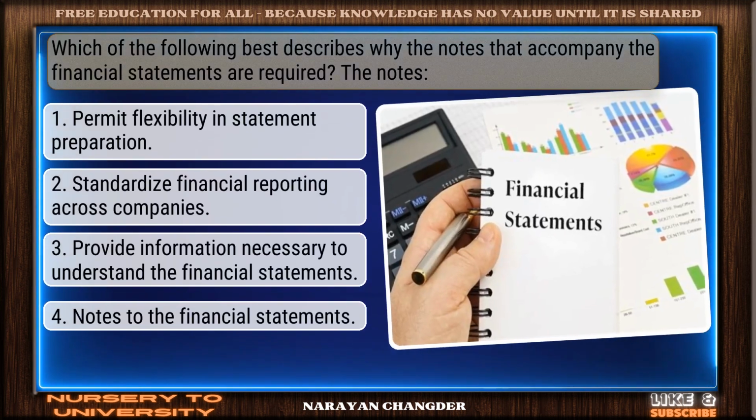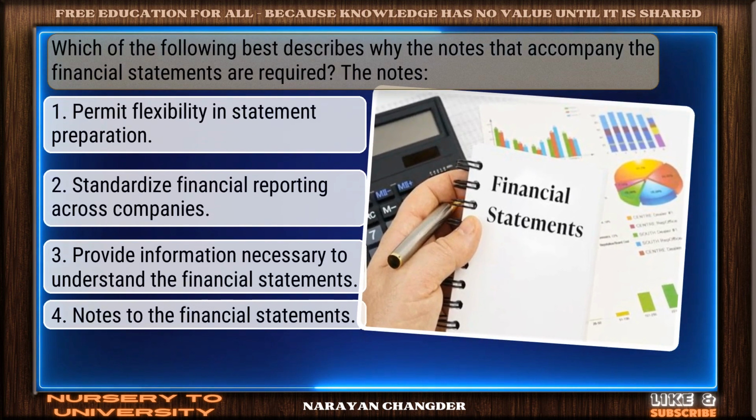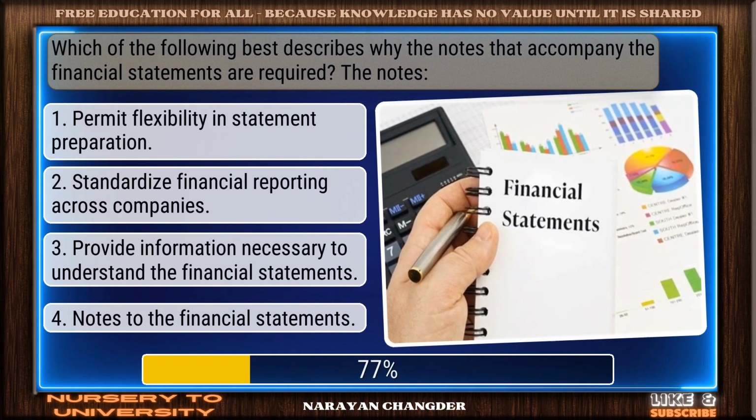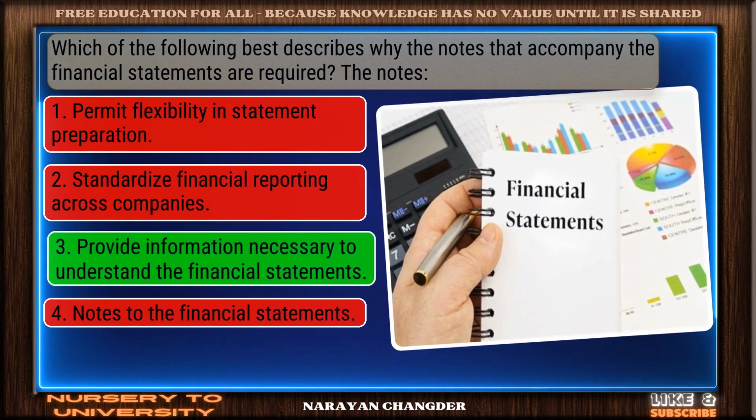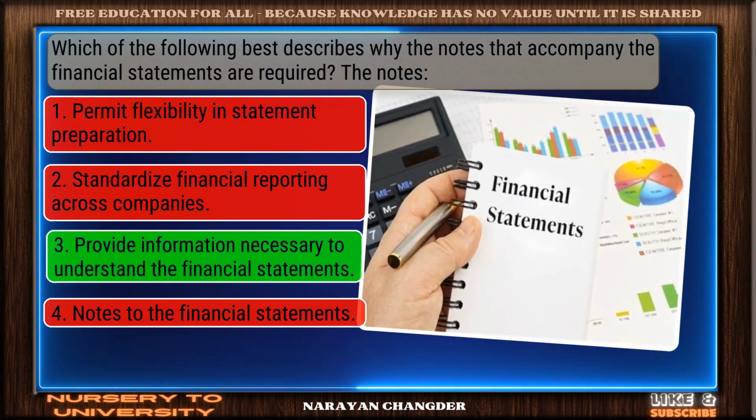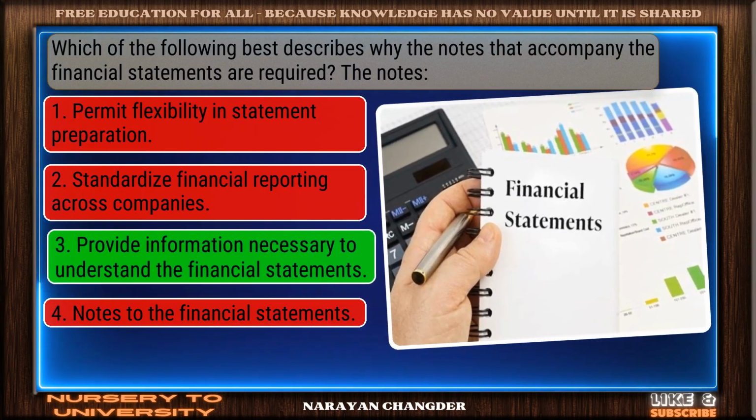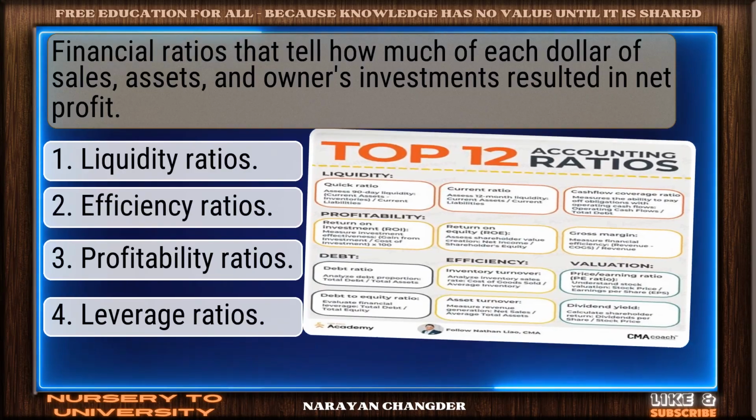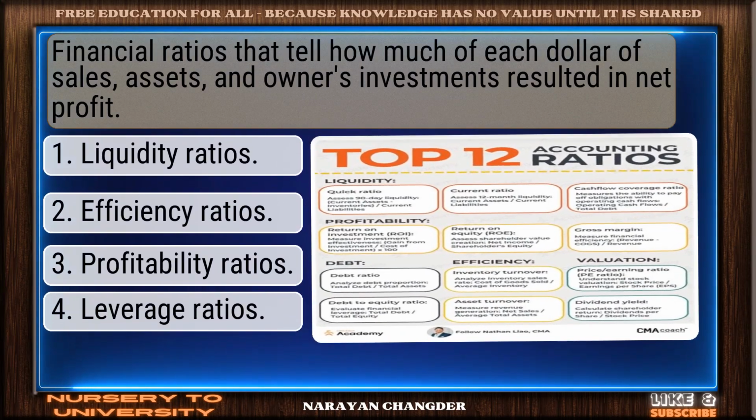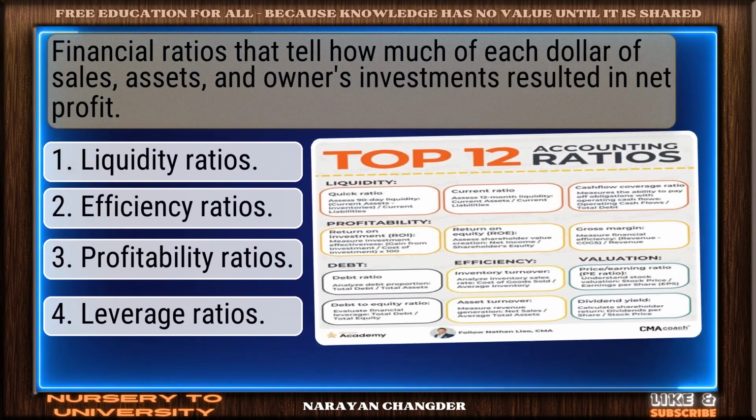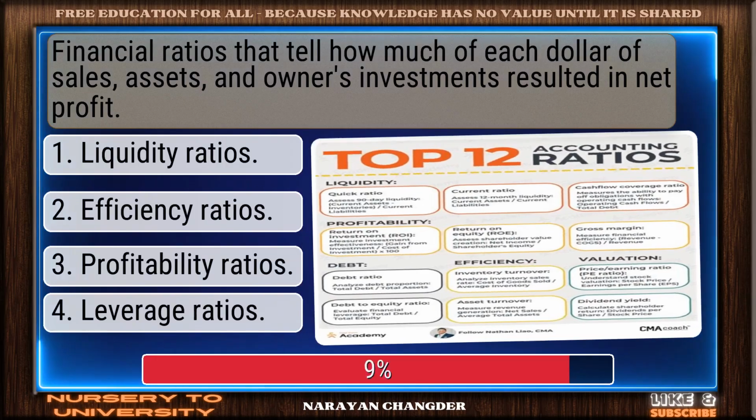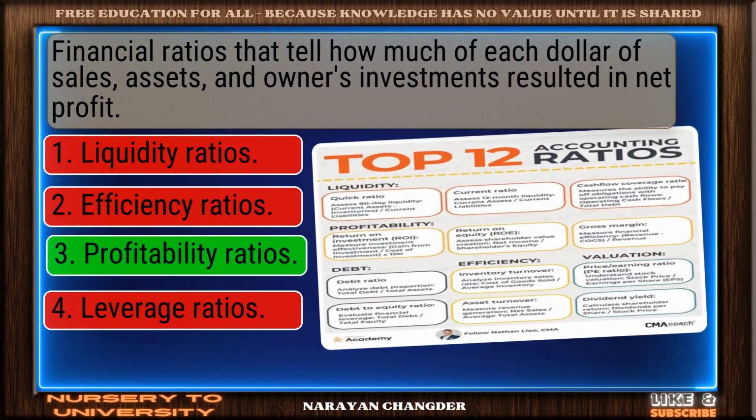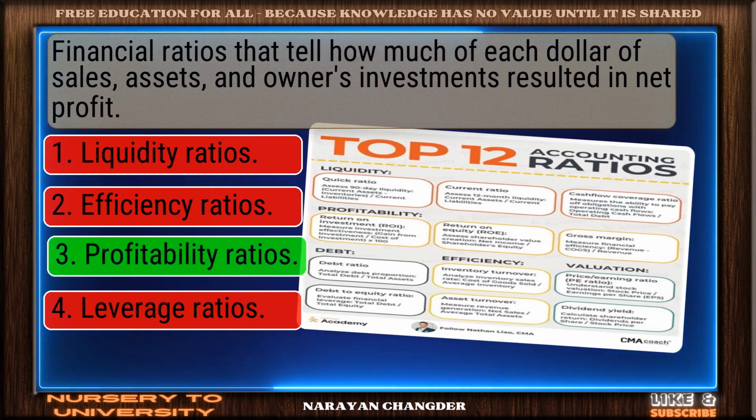Which of the following best describes why the notes that accompany the financial statements are required? The notes. Right again. Provide information necessary to understand the financial statements is a valid answer. Financial ratios that tell how much of each dollar of sales, assets, and owners' investments resulted in net profit. Perfect. Profitability ratios is the correct choice.